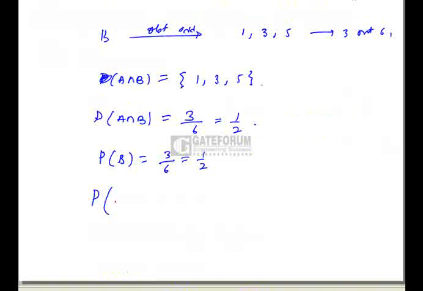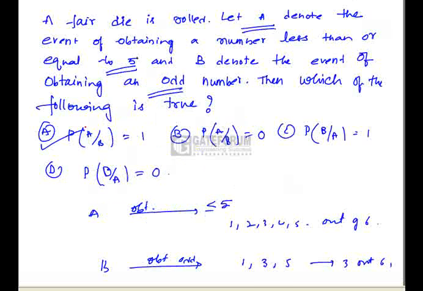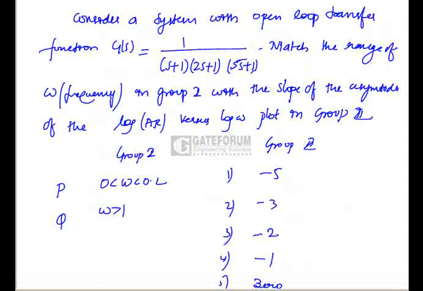Now let us calculate the value of P of A given B. We know that P of A given B is nothing but P of A intersection B by P of B. Let us substitute these values. P of A given B is nothing but 1 by 2 by P of B, which is 1 by 2. So the value is 1. Hence option A.